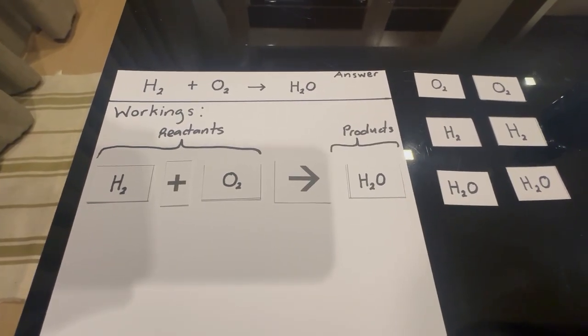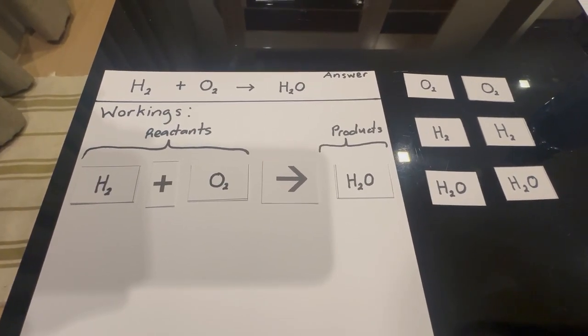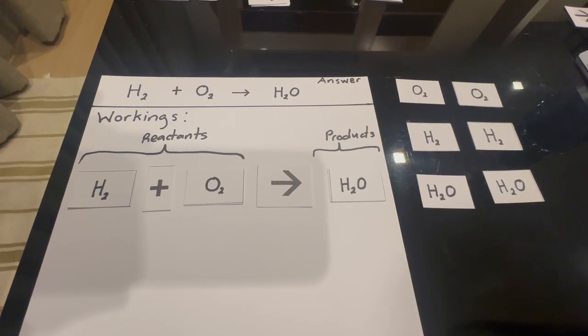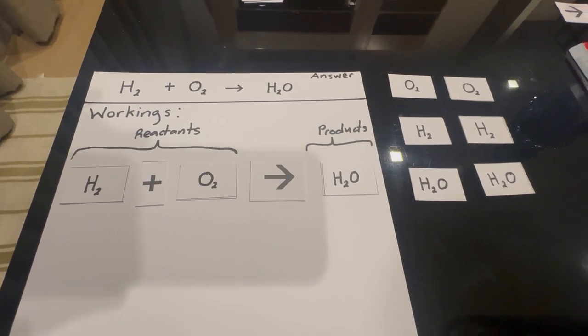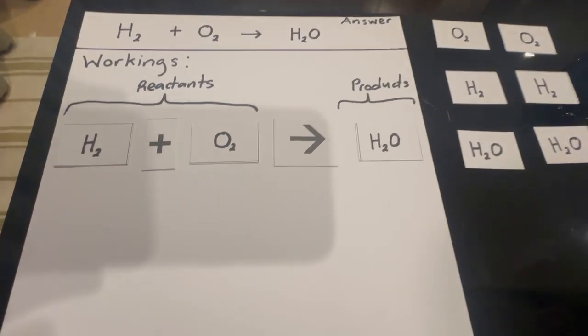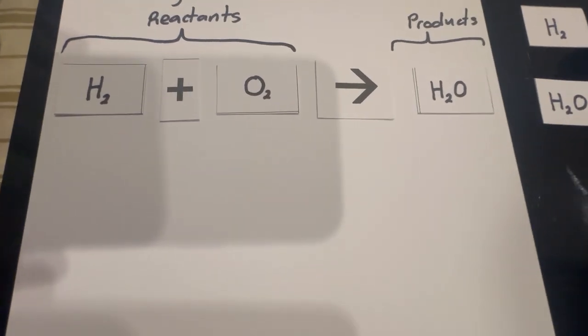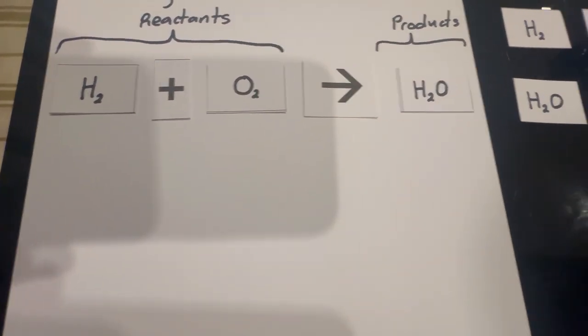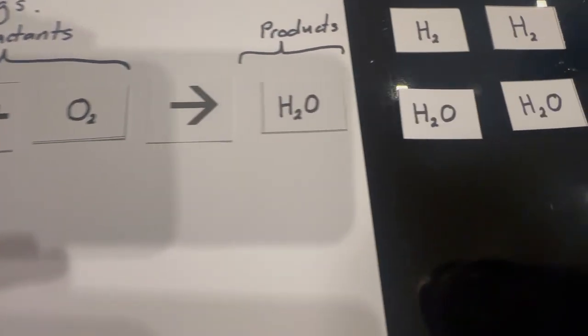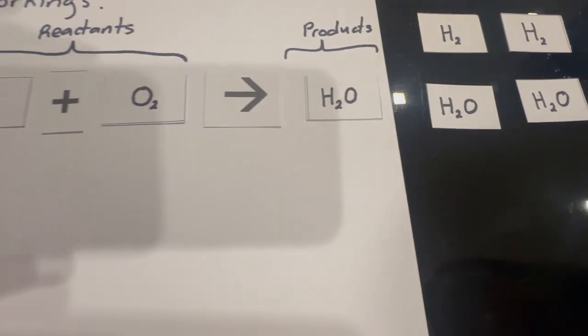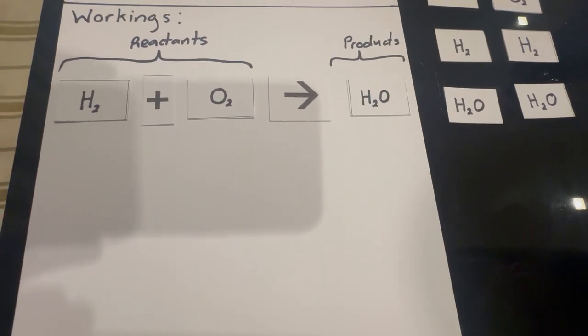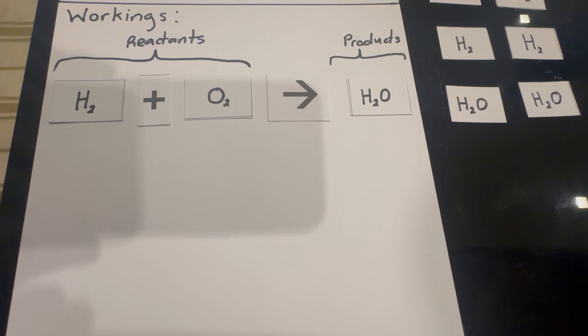In this video, we're going to look at how to balance equations. The best way to learn how to do it is by asking some simple questions. Over here, we have an equation. It shows the reaction of hydrogen with oxygen to form water. I want you to look at this equation. What do you think is wrong with it?